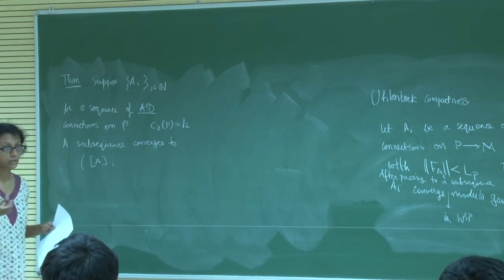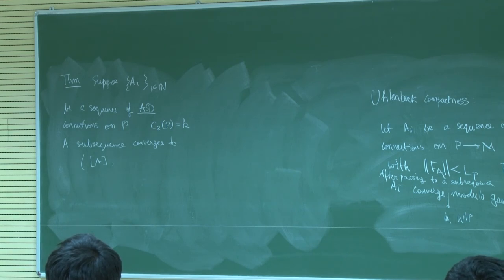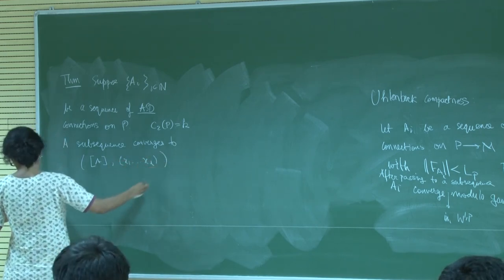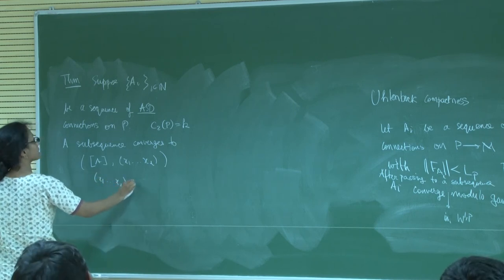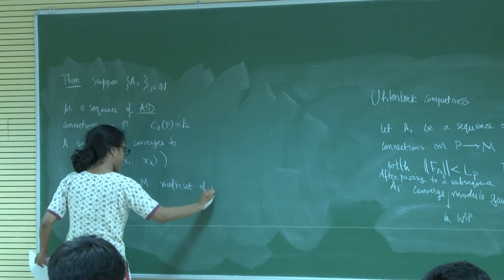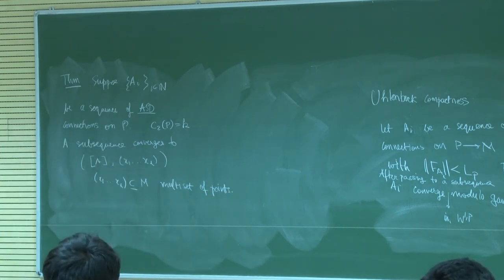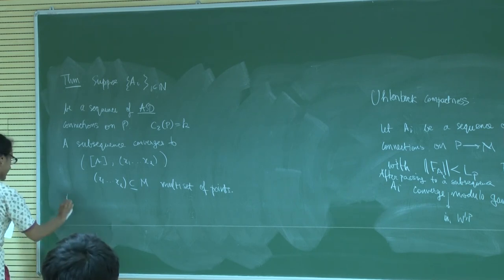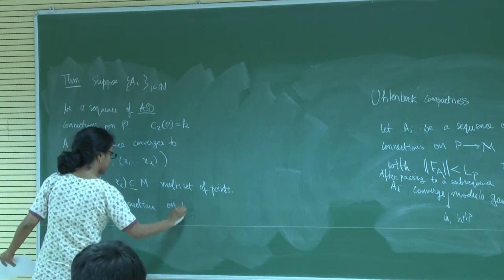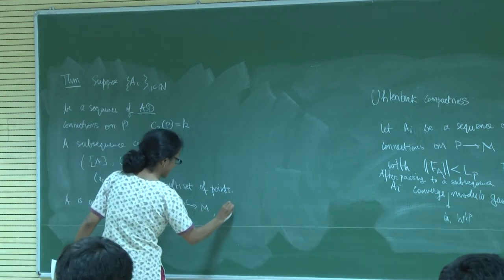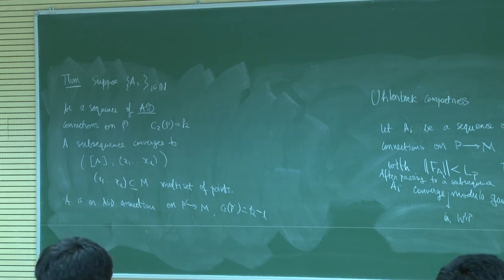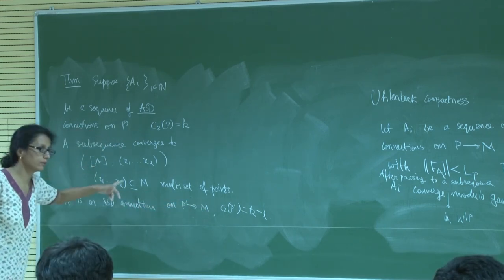So basically, you have a concentration of the curvature density at a finite number of points. So you have this multi-set of points, a subset of M. And A is an ASD connection on a different principal bundle whose second Chern class is k minus the number of points. So you lose that much energy at each of these points.